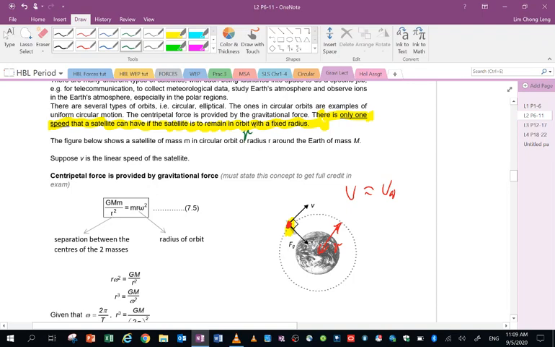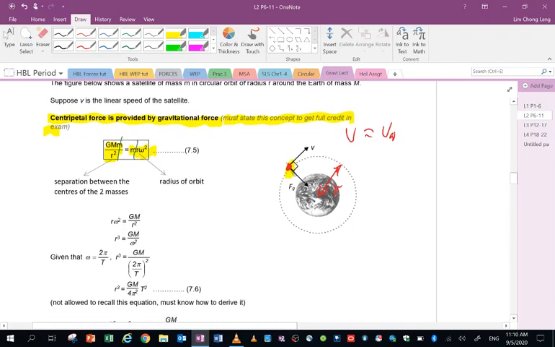So we are going to apply physics here. That is, centripetal force is provided by the gravitational force. If you are asked to derive Kepler's law, you must state this statement. This statement is important. So you have gravitational force equals centripetal force. And then you notice that the mass of the satellite doesn't matter because it will be cancelled out.